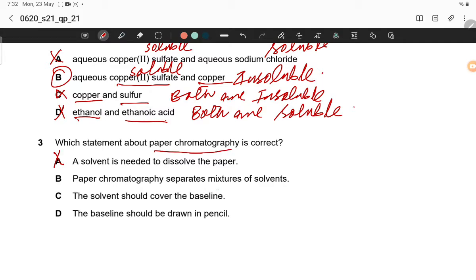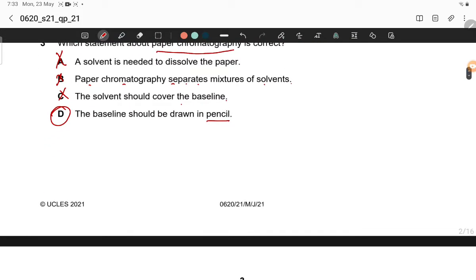Paper chromatography separates mixtures of solvents. No, paper chromatography separates mixtures of substances, not solvents. The solvent should cover the baseline. No, this is incorrect. The baseline should be drawn in pencil. Yes, this is correct. Option D is correct. The baseline should be drawn in pencil, otherwise it dissolves in the solvent and disturbs the chromatography. So the option that separates mixtures of solvents is also incorrect.